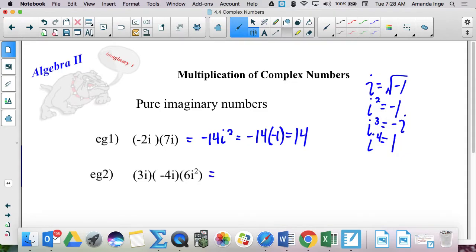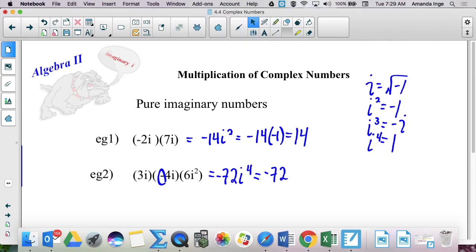On the next problem, I have 3i times negative 4i times 6i squared. So if you multiply these all together, you get 72 i to the 4th. But there's a negative here, so it's negative 72 i to the 4th. i to the 4th is equal to 1, so negative 72 will be your answer.